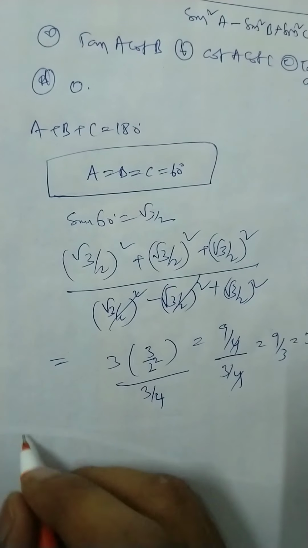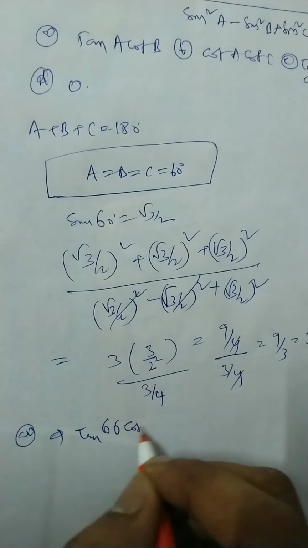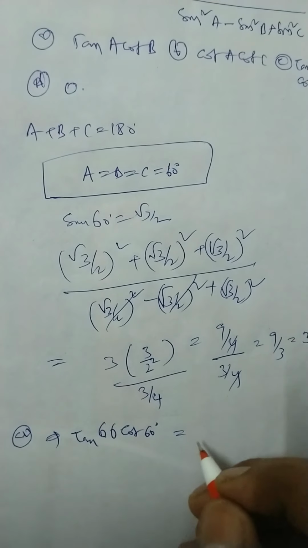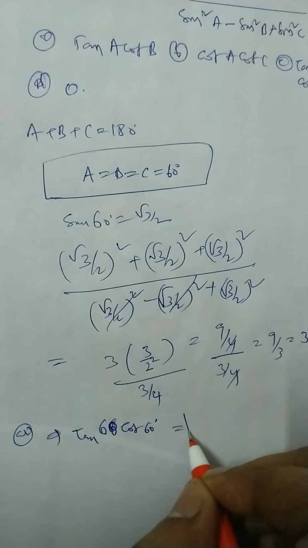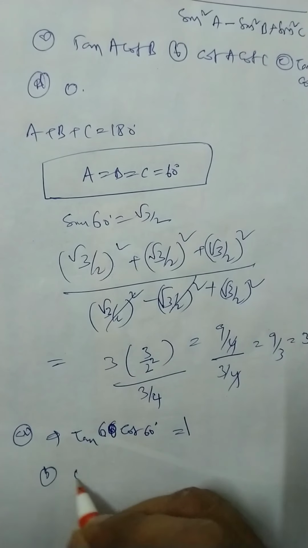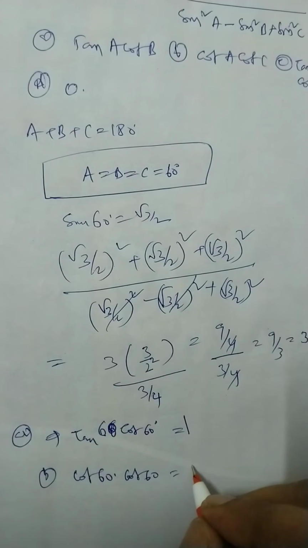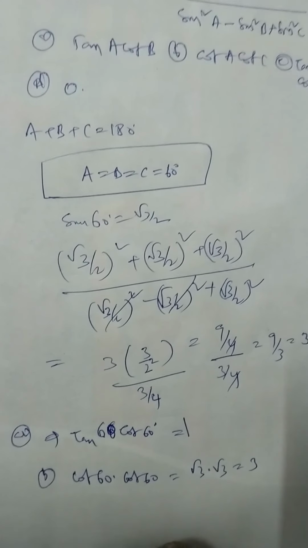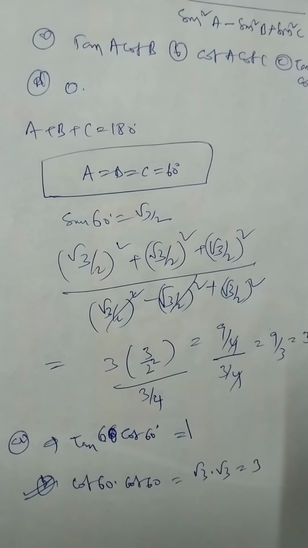If you go for option A, what do you get? Tan 60 into cot 60, because tan 60 and cot 60 are reciprocal to each other with the same angle. Tan theta into cot theta is equal to 1. If you go for option B, cot 60 into cot 60. Cot 60 value is how much? It is 1 by root 3, so you get 1 by 3 for option B... the correct option is the one matching 3, and that is the correct option.